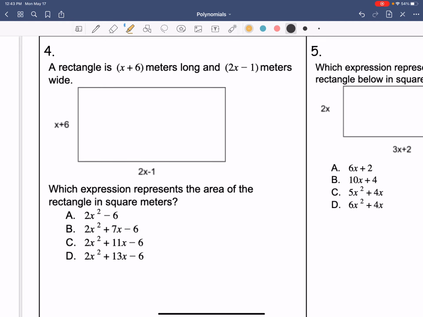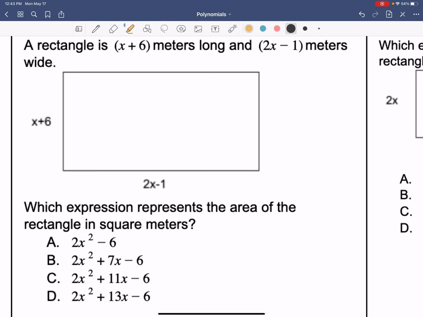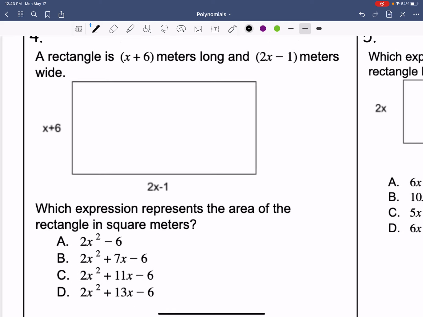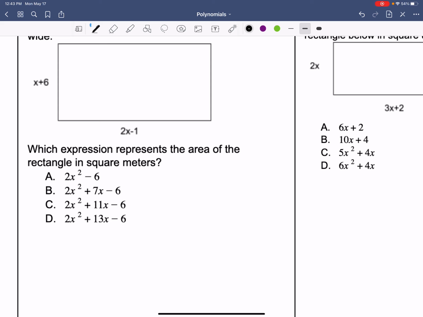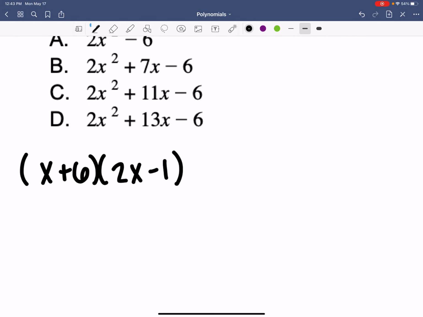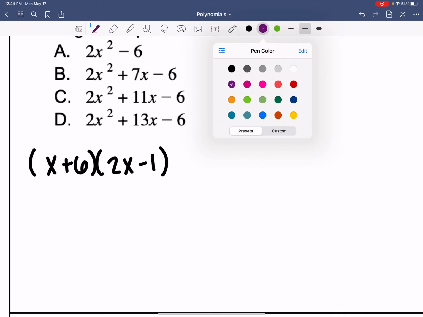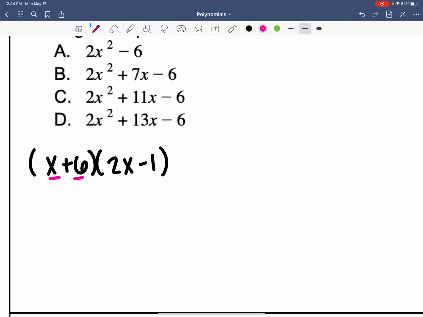So let's look at an example. Number 4. This rectangle is x plus 6 meters long and 2x minus 1 meters wide. So we have the length times the width that we need to find. So we're going to have to find what is x plus 6 times 2x minus 1. Well, in order to multiply these, we can create a box and use the box method. This one would be a 2 by 2 box.